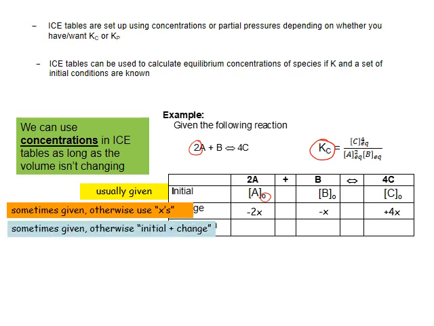The equilibrium row is usually written as the sum of the initial and change rows for each chemical species. So for A, we have the initial concentration of A minus 2x. For B, we have the initial concentration of B minus x. And for C, we have the initial concentration of C plus 4x.